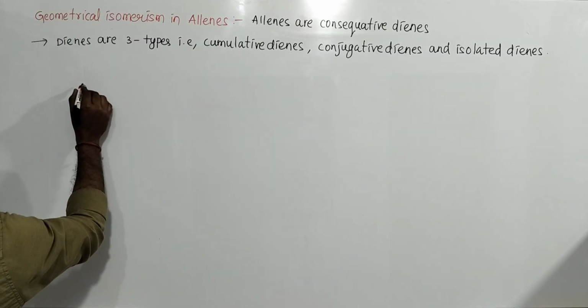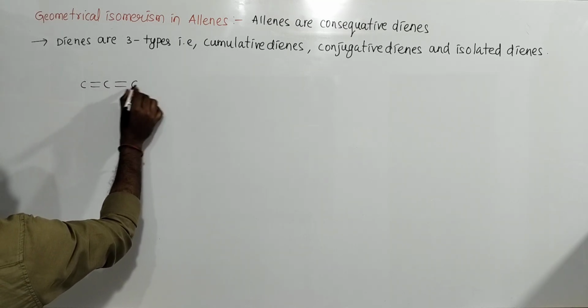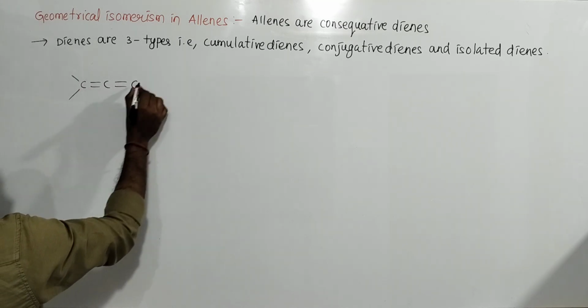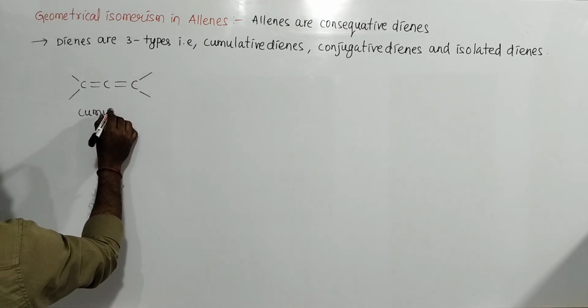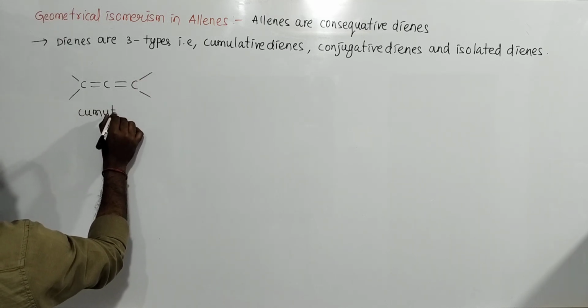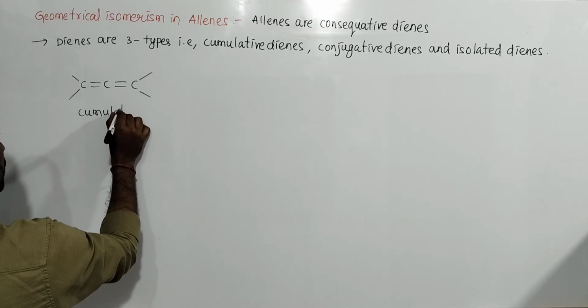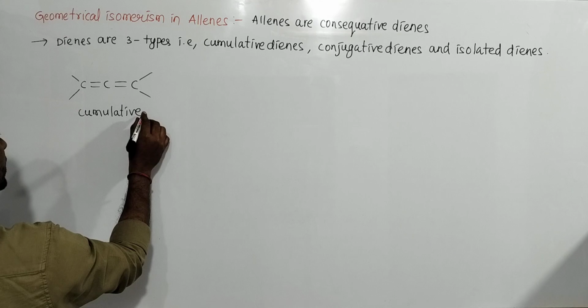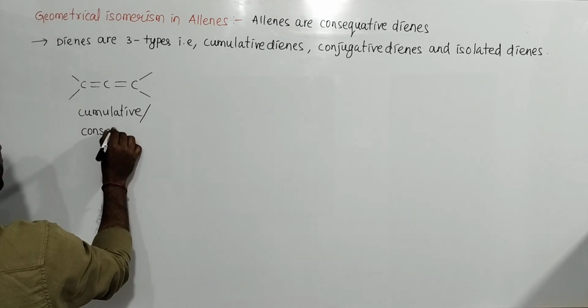In that, first one, cumulated dienes. If double bonds are adjacent like this, these two double bonds are called cumulative dienes. Cumulative dienes are consecutive dienes.